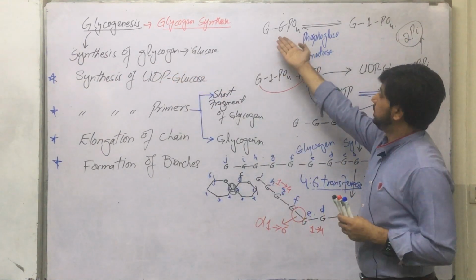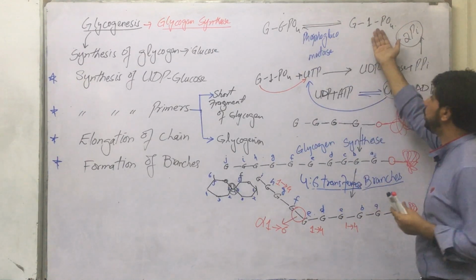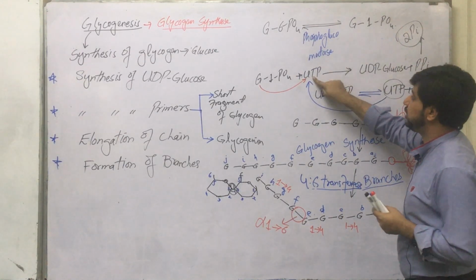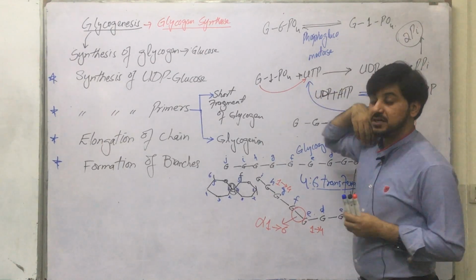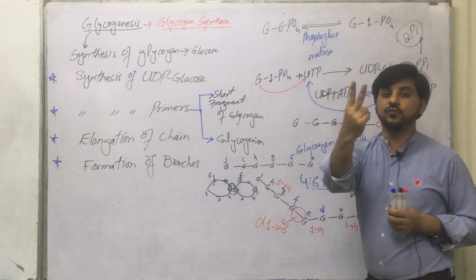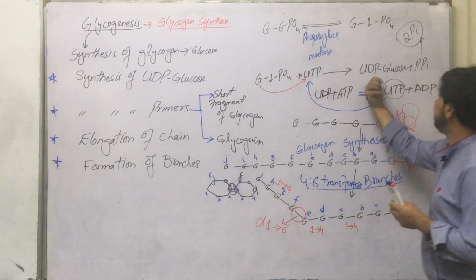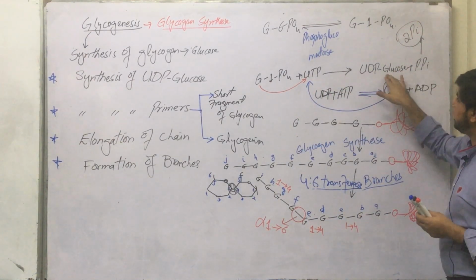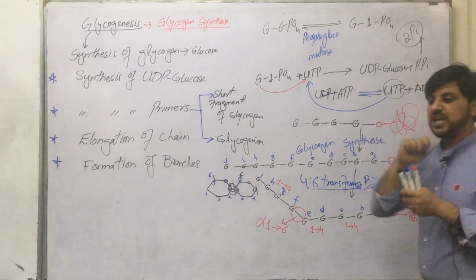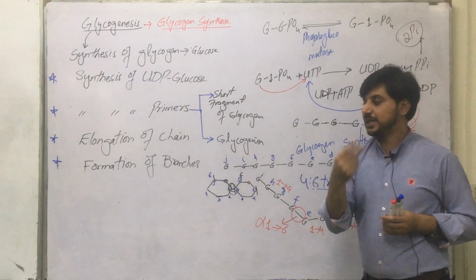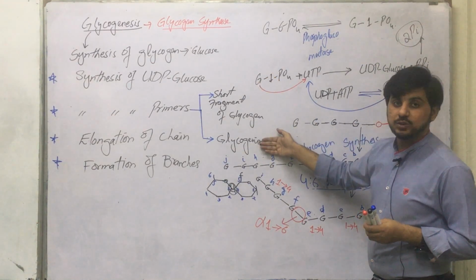UDP glucose: as we have glucose 6-phosphate in the cell, that glucose 6-phosphate is converted into glucose 1-phosphate, and that will react with UTP, and there will be condensation after the removal of 2 phosphate molecules, one from UTP and one from glucose 1-phosphate, and we will have UDP glucose. This UDP glucose is a carrier and it needs a primer to give off its glucose molecule, and there can be 2 primers, the short fragment of glycogen or glycogenin.